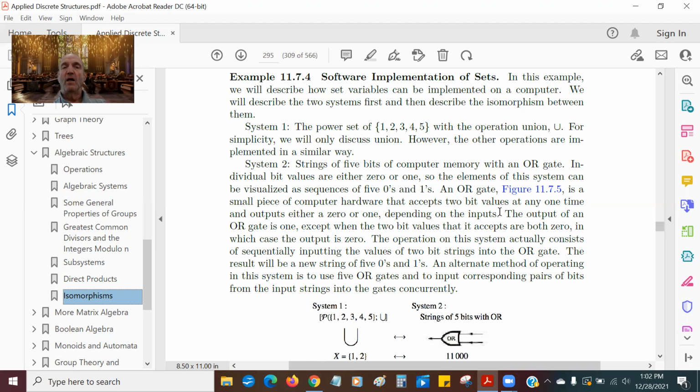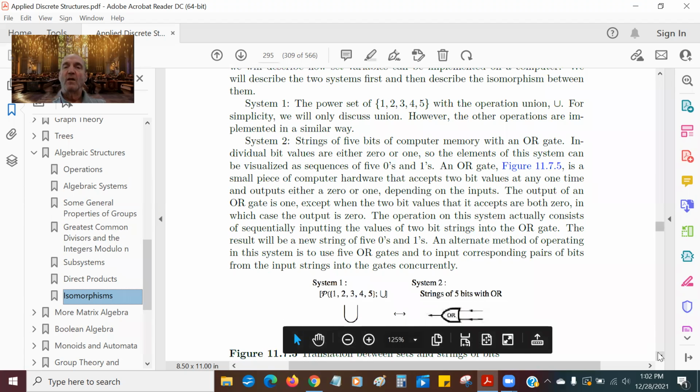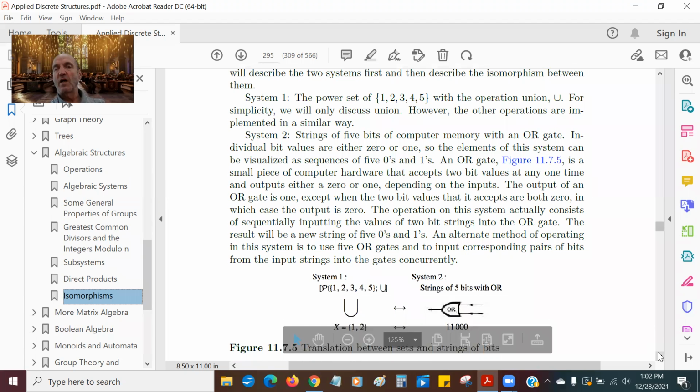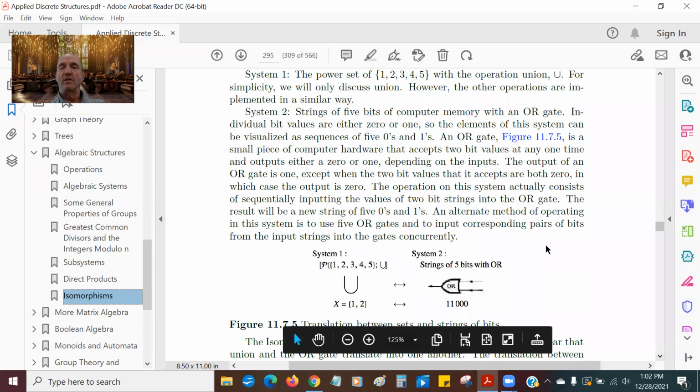An OR gate is a small piece of computer hardware that accepts 2 bit values at any one time and outputs either a 0 or a 1, depending on the inputs. The output of an OR gate is 1, except when the 2 bit values that it accepts are both 0, in which case the output is 0. Now, a lot of you who are computer people know this already, and it's very simple and basic, so bear with me. But there may be some of you who are not computer people, so let's look at this.